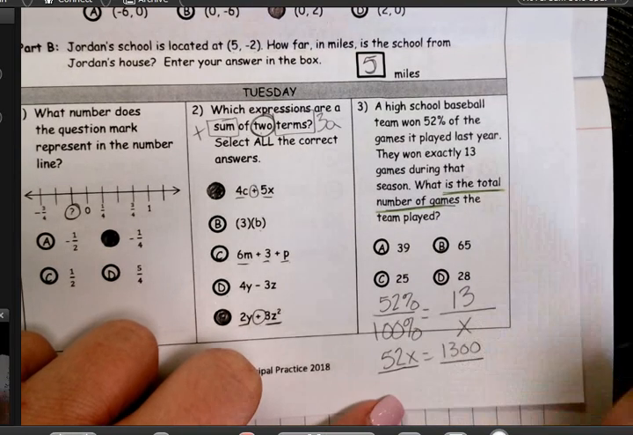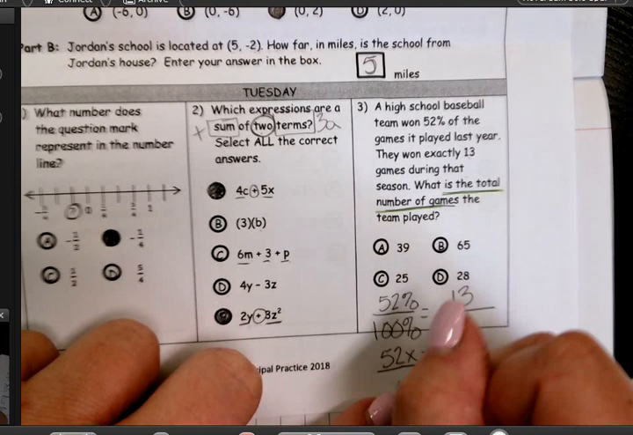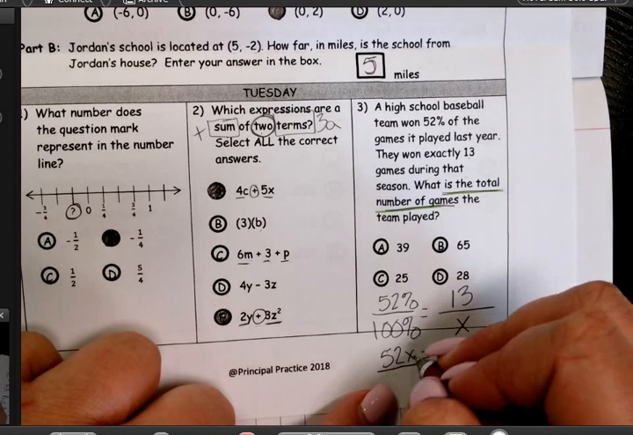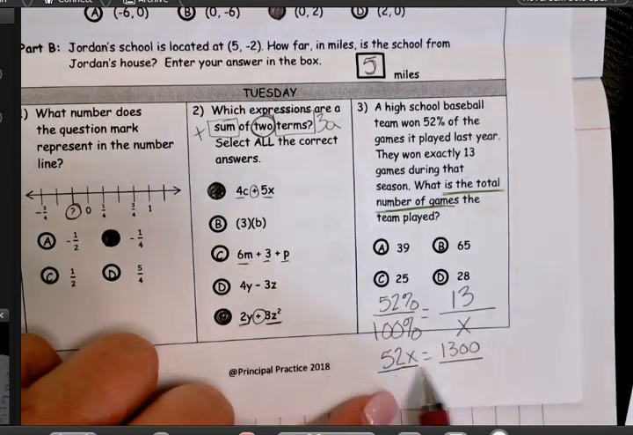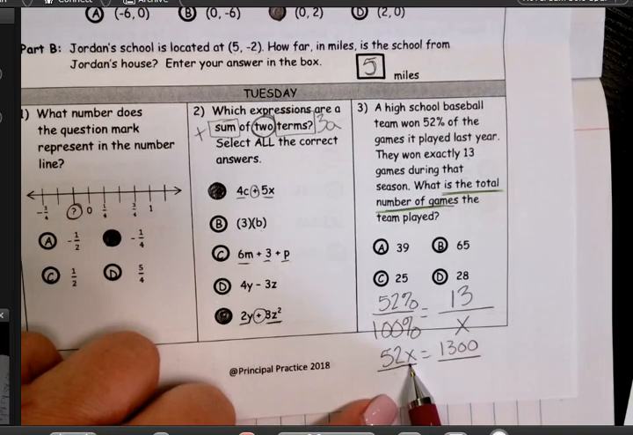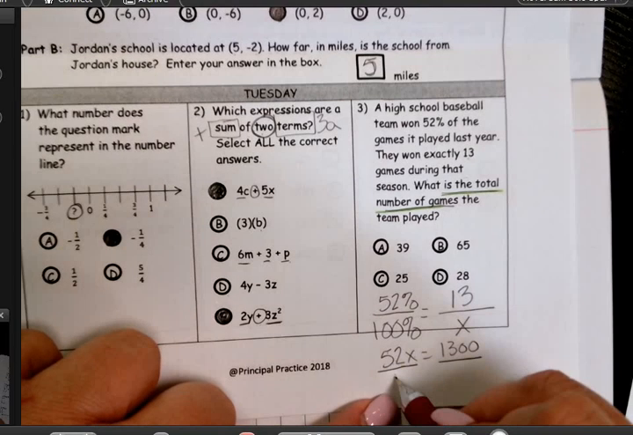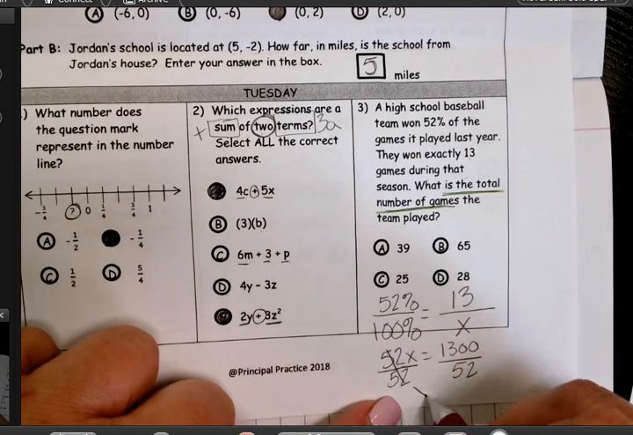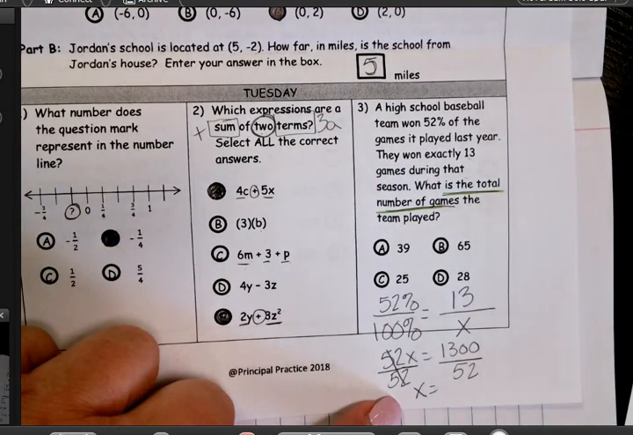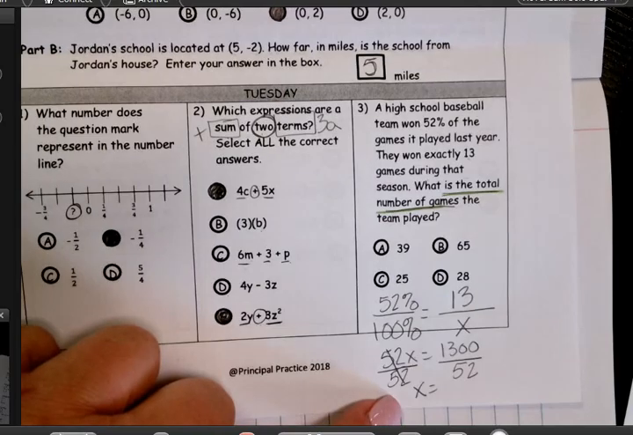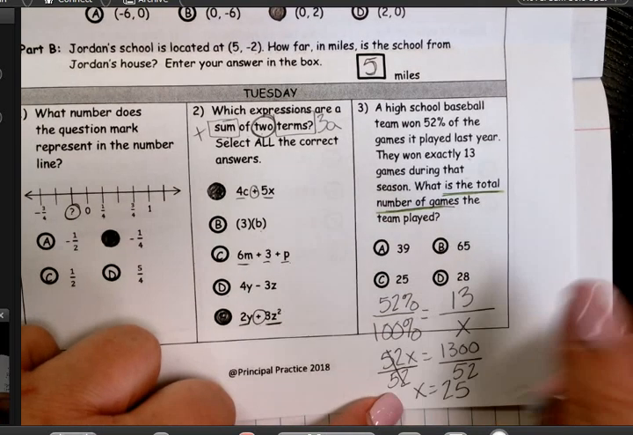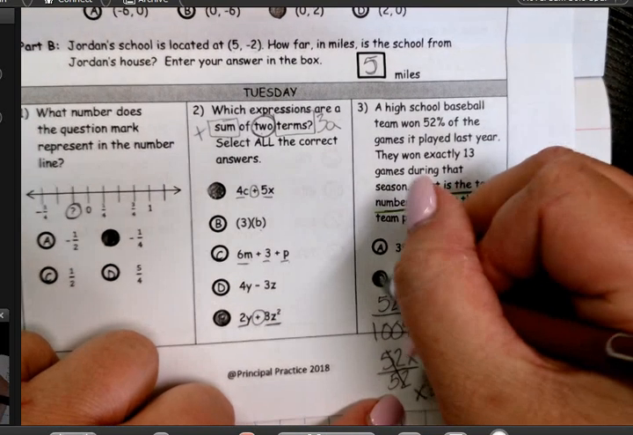I divide by 52 because remember, I have an equation, and so I have to separate the variable. So I have to divide by 52, right? Which isolates that x. So C is the correct answer.